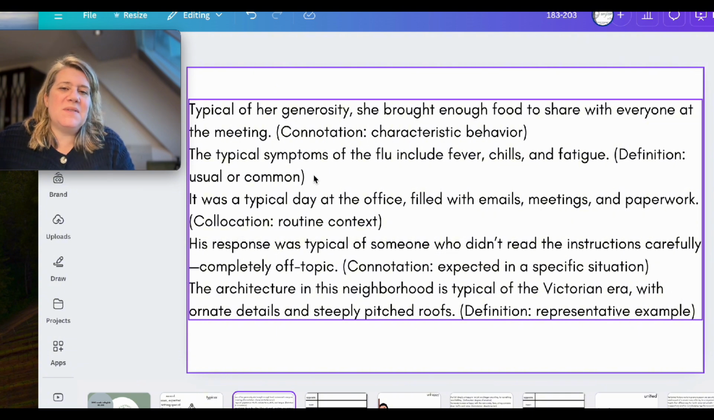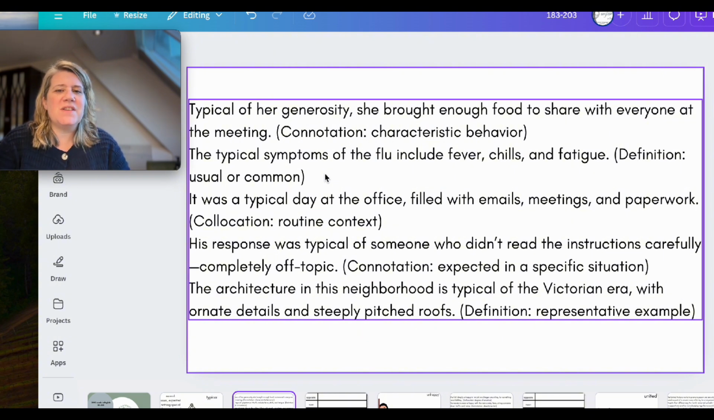The typical symptoms of the flu include fever, chills, and fatigue. So it's usual, common, it's what you expect. It was a typical day at the office, filled with emails, meetings, and paperwork. Nothing special, routine, typical. His response was typical of someone who didn't read the instructions carefully, completely off topic. So, typical means expected. What is expected in this situation? That's typical.